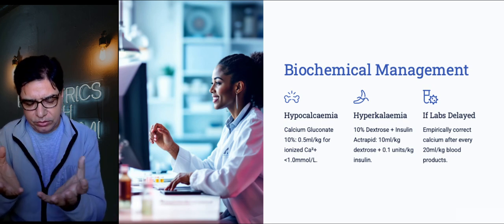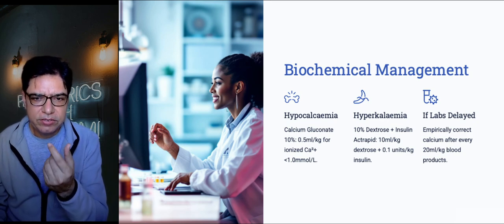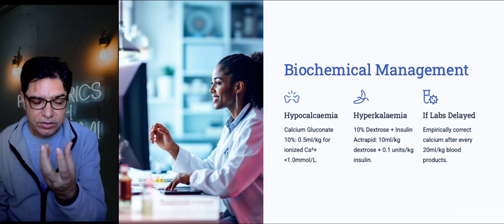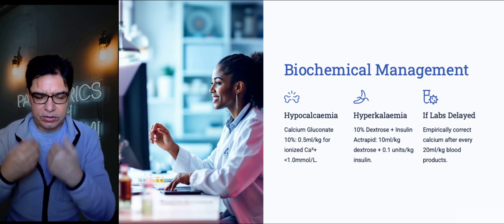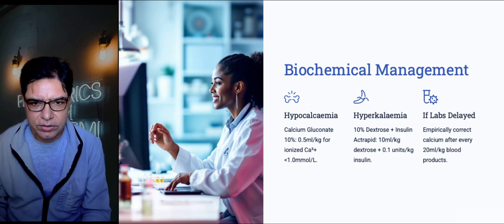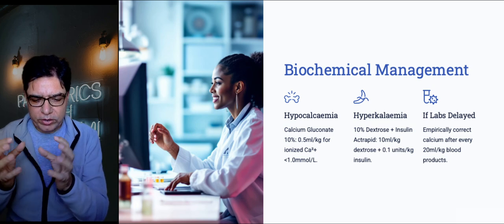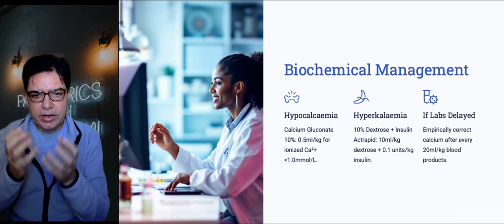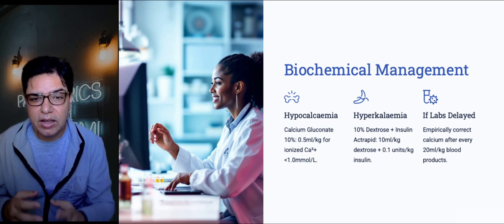When you give packed red blood cells, that contains citrate as a preservative. When you give that and you are putting it in the body, a lot of citrate goes inside. So what does citrate do? Citrate binds calcium in your blood. So when calcium is bound to citrate, the calcium in the body goes down. When the calcium goes down, that is called hypocalcemia.